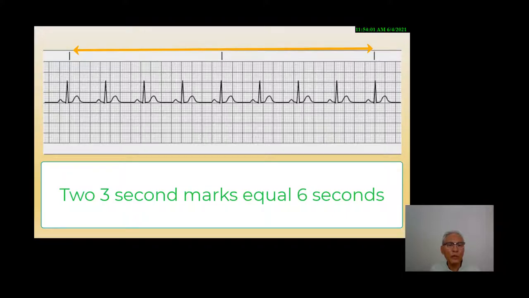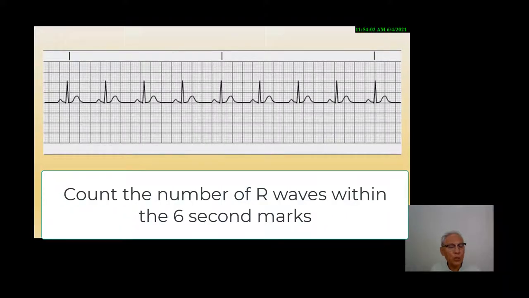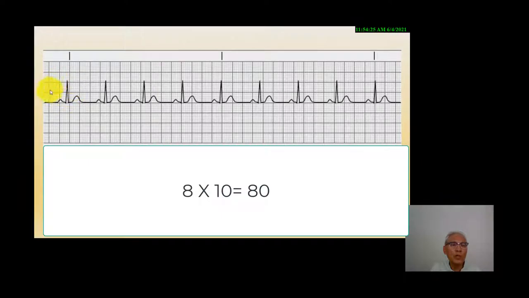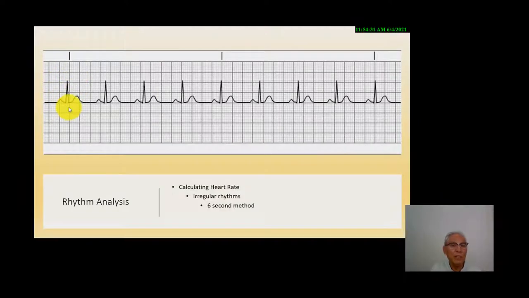And within this 6-second strip, we could therefore count the number of QRS complexes that are encompassed within this 6-second mark. So let's take a look at this example. There's 1, 2, 3, 4, 5, 6, 7, 8 QRS complexes within this 6-second mark. We're not going to include this first one because it already occurred before the start of the 3-second mark. This is what is known as a 6-second method, which is a very, very quick way to determine the heart rate either on regular rhythms as well as irregular rhythms.